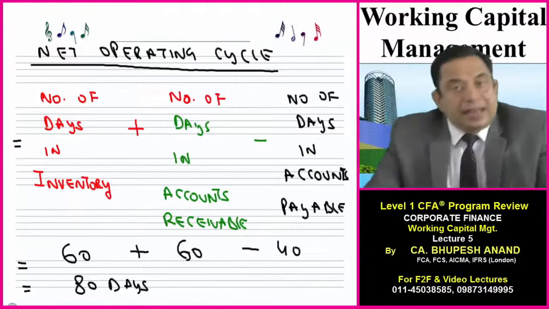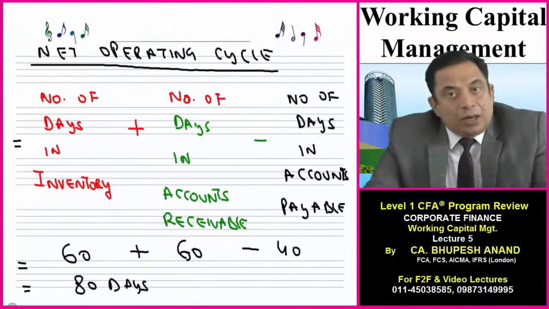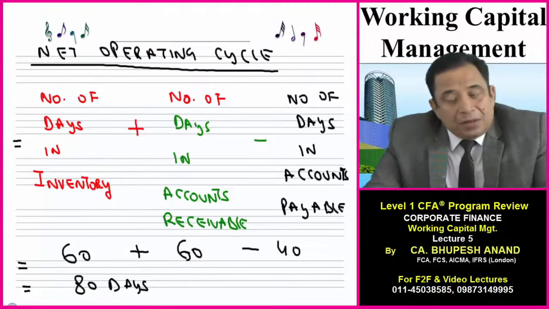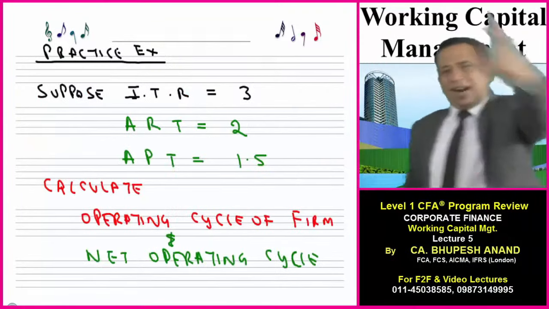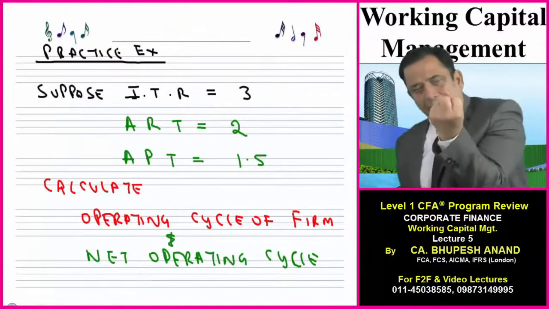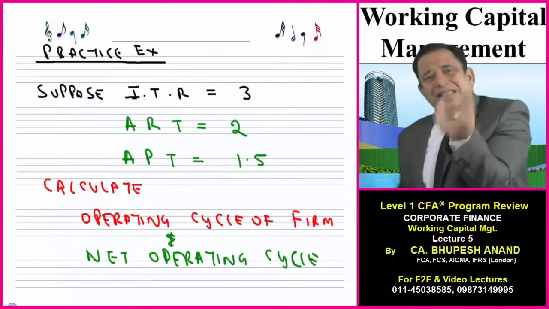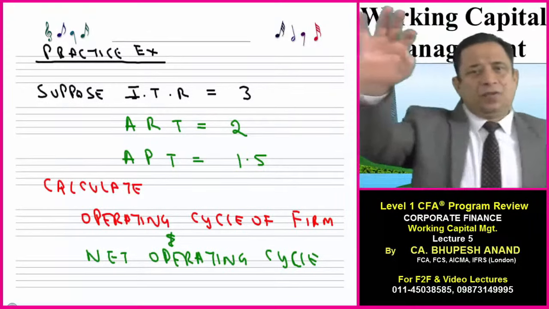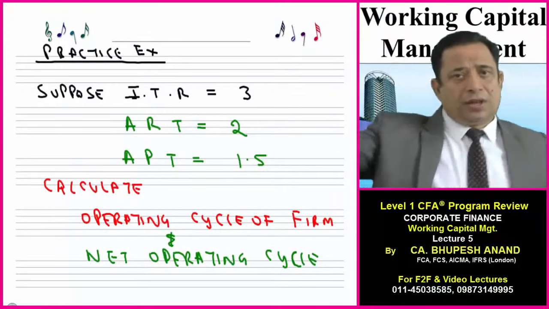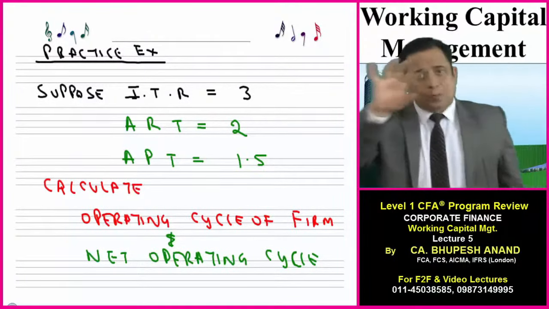Net operating cycle can be calculated with the help of this formula, but there is no need to cram the formula. I have just told you the logic. Number of days in inventory plus number of days in accounts receivable minus number of days in accounts payable. That is the formula for calculating net operating cycle. So let's start a practical example. I want to test whether you have understood or not. I will be giving you 3 ratios: inventory turnover ratio, accounts receivable turnover ratio, and accounts payable turnover ratio.